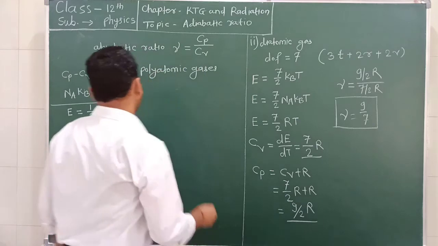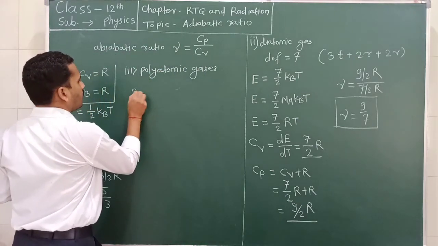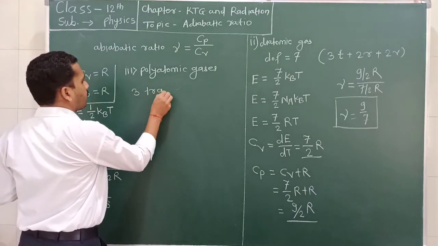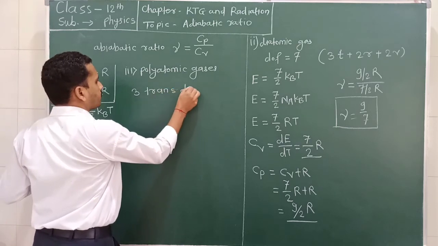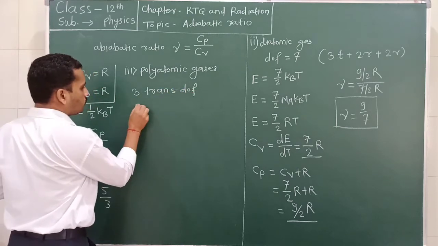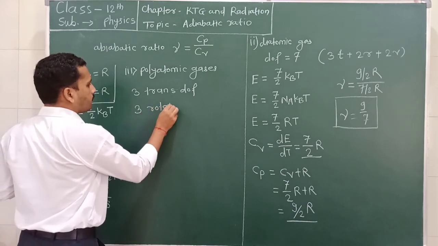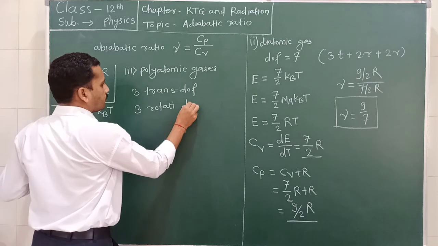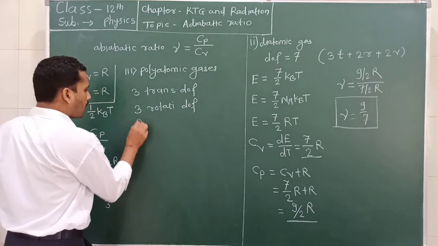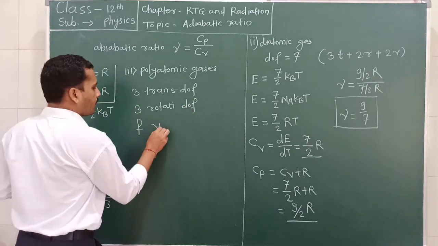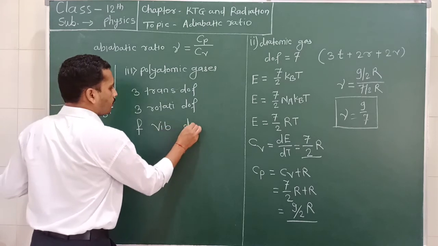there are 3 translational degrees of freedom. There are also 3 rotational degrees of freedom, and there are F vibrational degrees of freedom.